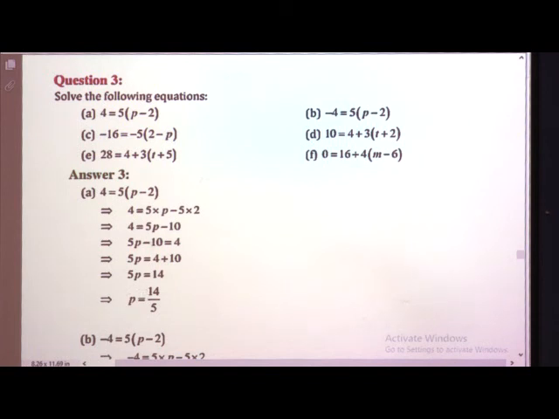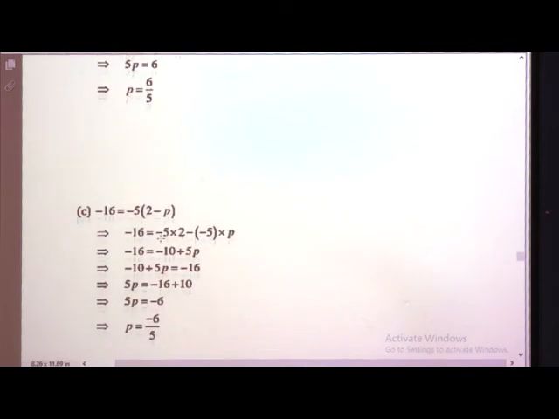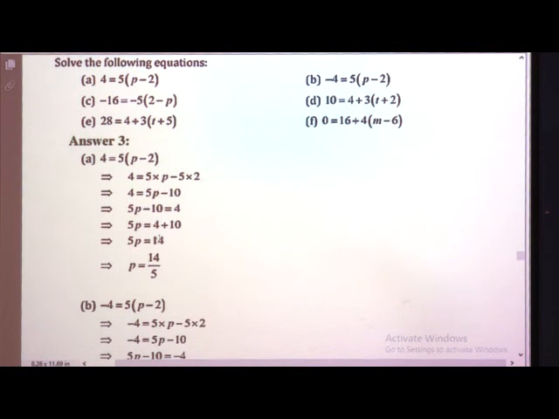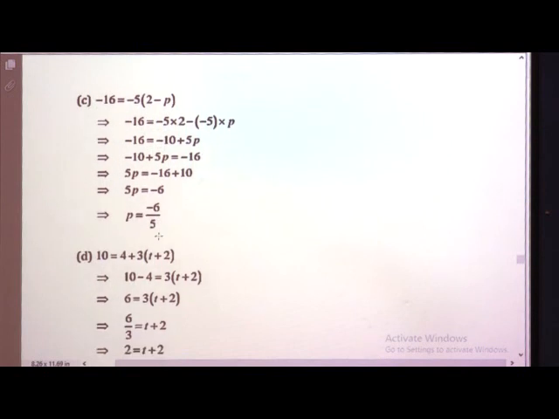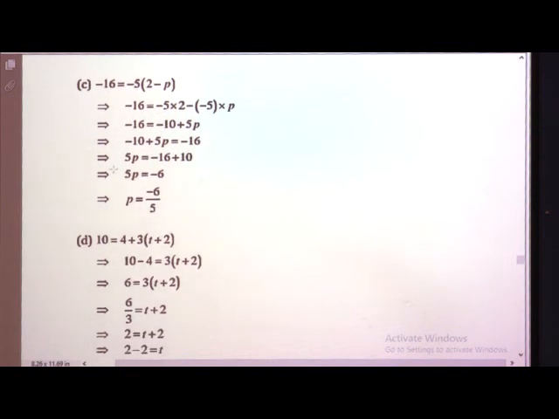In this way step by step, here we had done the distributive property. Here we have to write one step, or after 3-4 examples you can write directly, that is 5p minus, 5 2s are 10. In this way we will see 1-2 examples, so you will understand. Here we have minus 16 is equal to minus 5 inside the bracket 2 minus p, bracket close. Here it is minus 16, right, as it is.